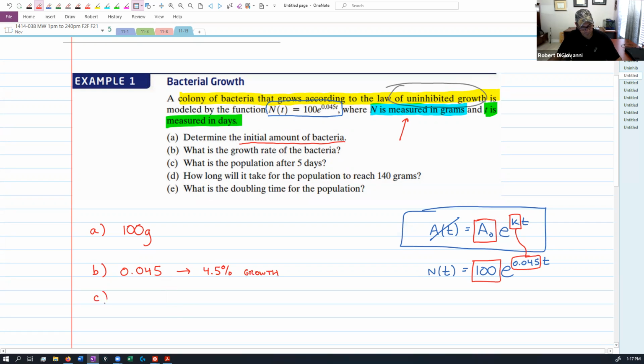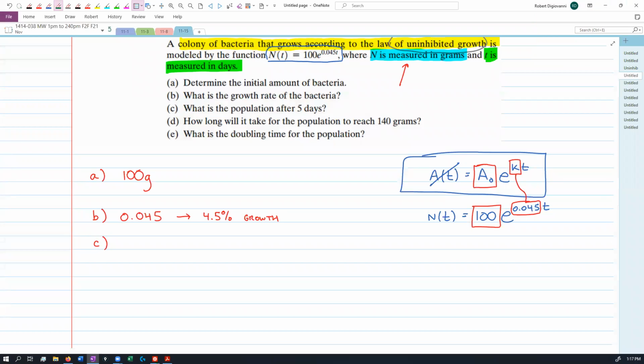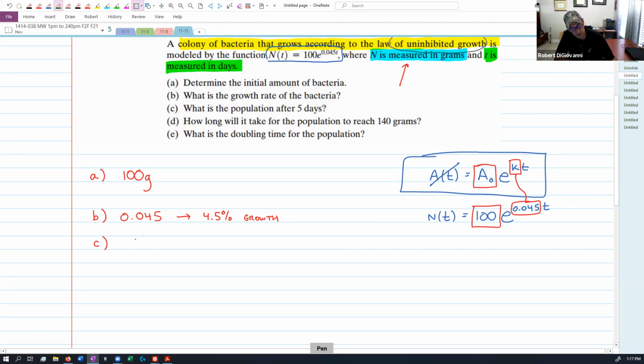Part C, what is the population after 5 days? So who wants to tell me what we need to do for part C? What is it that we have to do with this formula we have? Substitute 5 into t. Yep, that's it. We're just going to take the original function that they gave us, N, and replace the t with 5. Right? 5 goes in for t.